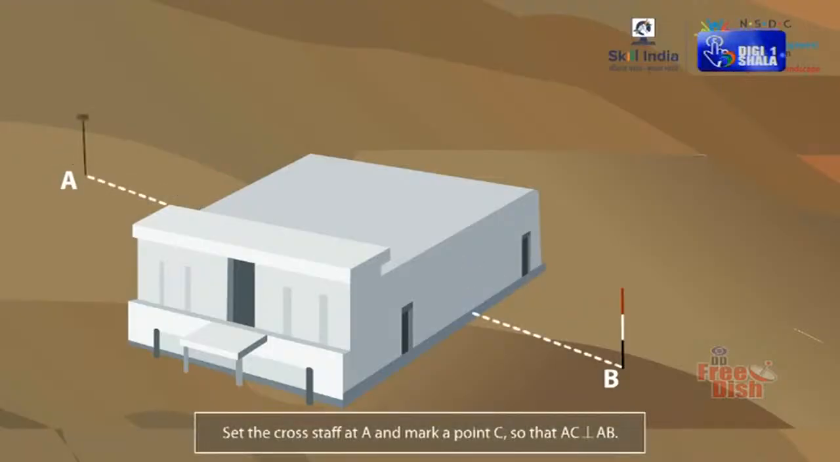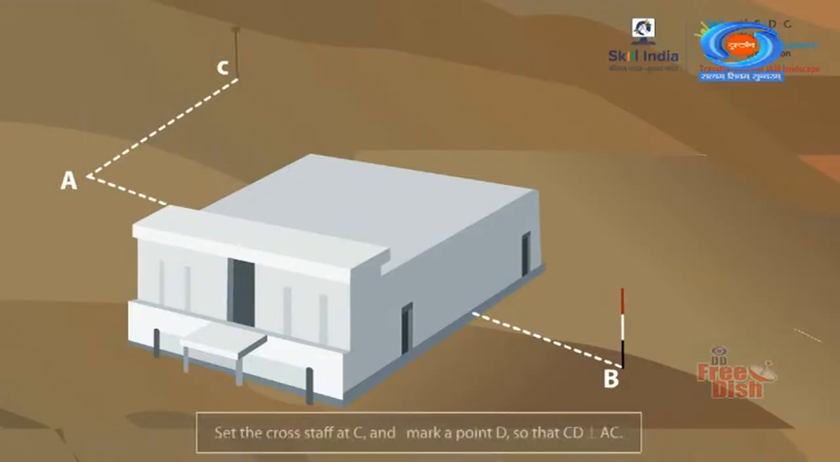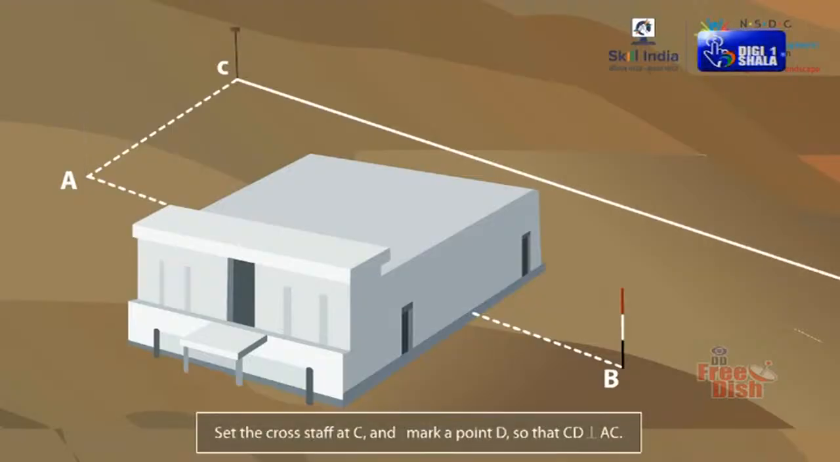So, you can set the cross staff at A and mark a point C so that line AC is perpendicular to line AB. After that, set the cross staff at C and mark a point D so that line CD is perpendicular to line AC. Note that you should mark D at a place beyond both the obstacle and point B.